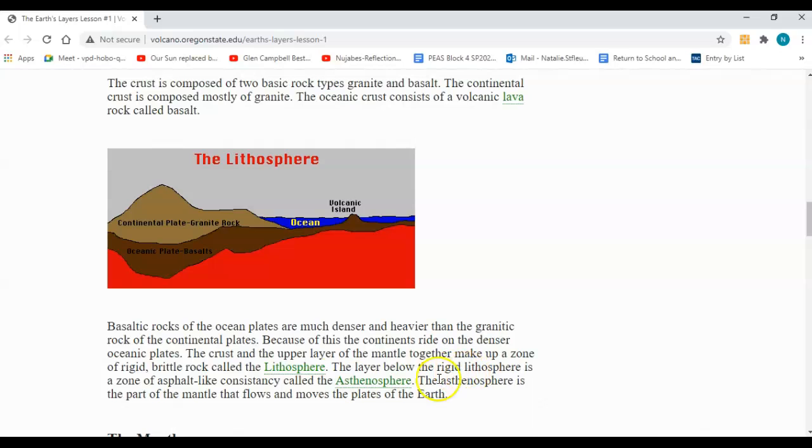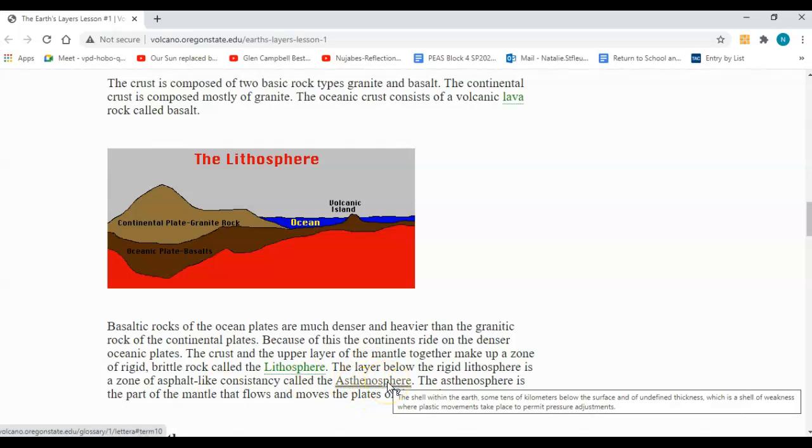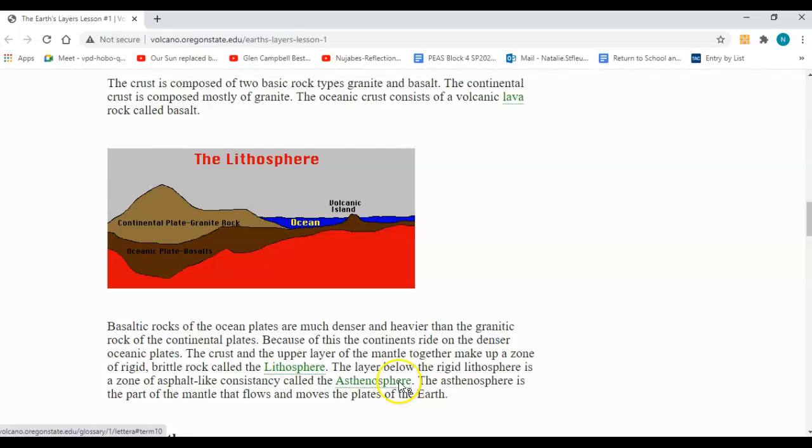The layer below that is a zone of asphalt-like consistency called the asthenosphere. So when they say asphalt-like, asphalt is what they use to pave the roads. It's that sort of dark, rocky type thing that flows when it's hot. So the asthenosphere, you can think of when people are paving the roads and they're pouring that black rock. That's what the asthenosphere is like, and it flows. Take a moment to study this diagram. What do you notice? What does it make you think or wonder?